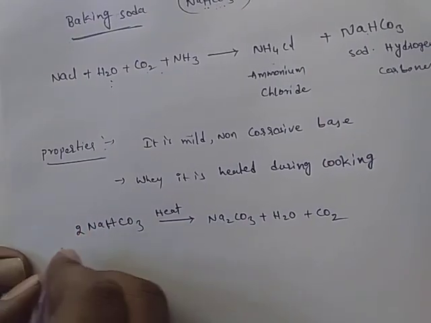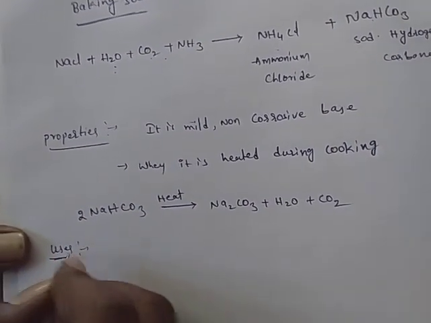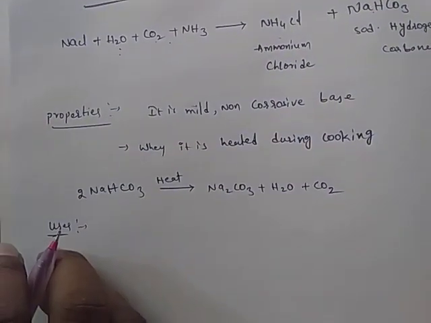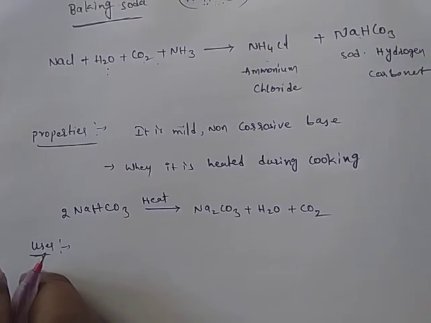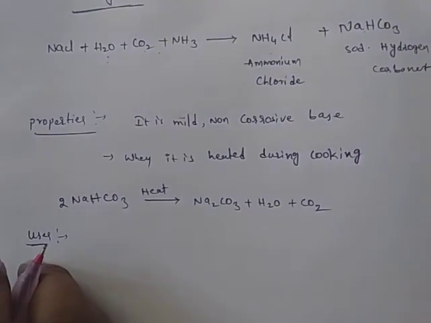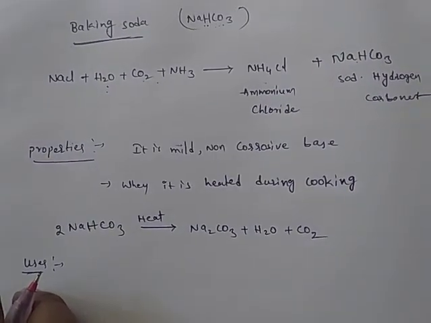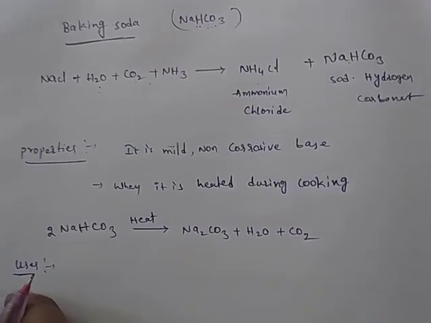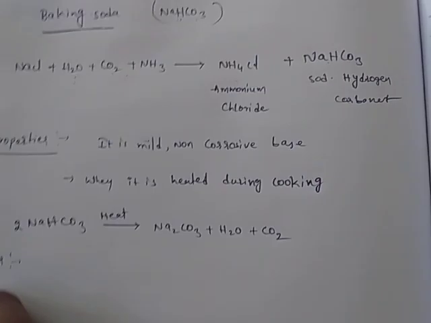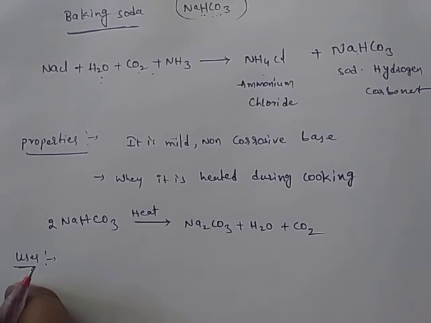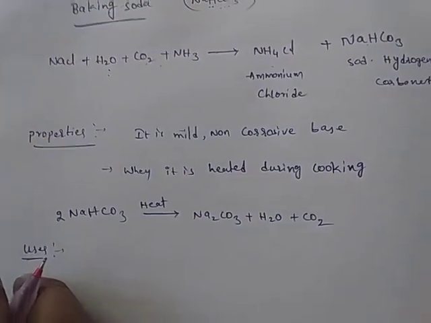Next, what are the uses? Next is the uses of baking soda. We use baking soda as an ingredient of antacid. What is an antacid? Milk of magnesia is called an antacid. It is useful for neutralization. Suppose in our stomach there is excess HCl, then we have to take an antacid. Antacid is a light base. HCl in our stomach is acid, so it will be neutralized. HCl is acid and antacid is a base.